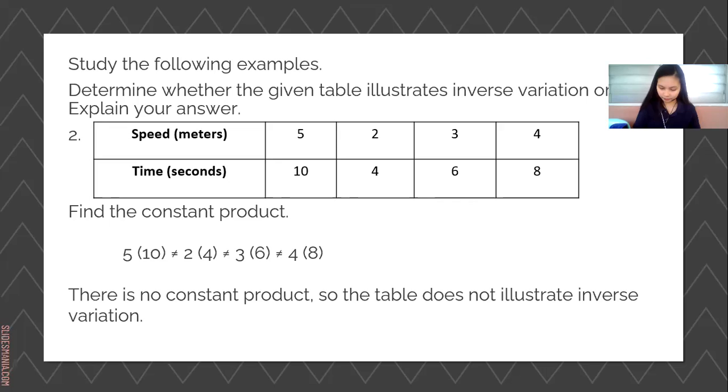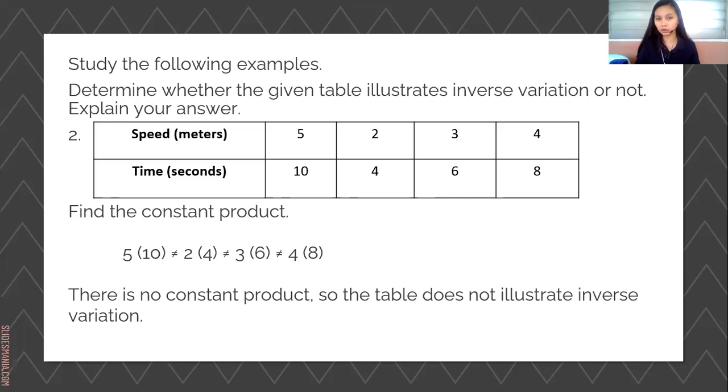Ma'am, pag direct variation po, hindi po pare-parehas yung sagot nila. Pag direct po, division po kasi ang ginagamit natin doon. Pag inverse naman po, multiplication po. For example, direct tayo. Kapag dinivide ko sila, si 5 kay 10, 5 divided by 10, 2 divided by 4, 3 divided by 6, 4 divided by 8, ibig sabihin po, pag dinivide ko sila tapos same yung answer nila, direct siya. Pero kung hindi po siya same, pwede tayong mag-proceed kay inverse.